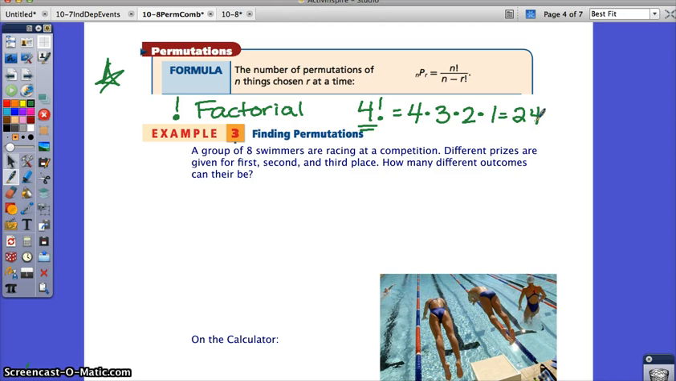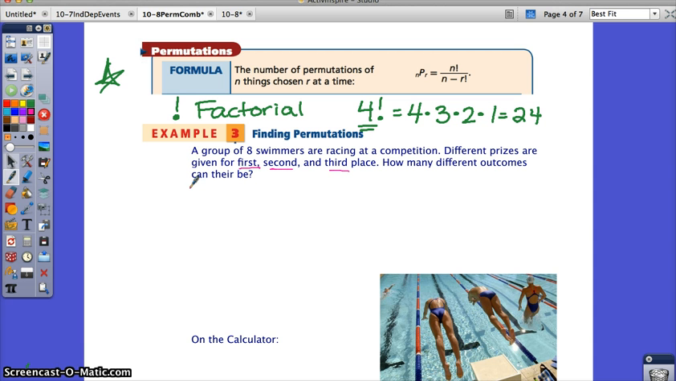So a group of 8 swimmers are racing at a competition. Different prizes are given for first, second, and third place. How many different outcomes can there be? When you think about this, if order matters or doesn't matter, I don't know about you, but I would much rather win first over second and over third, right? Because they're specifying there are different places, the order does matter. So this would be a permutation.